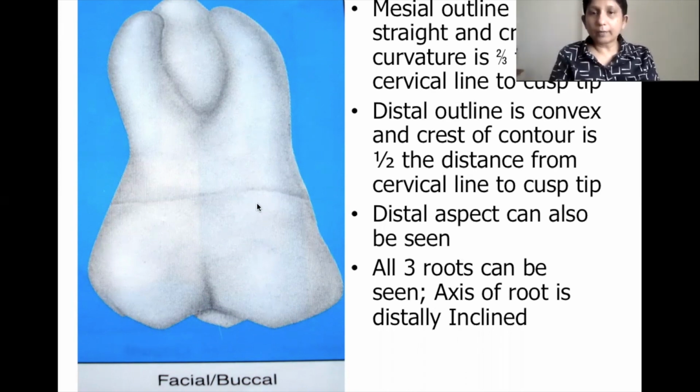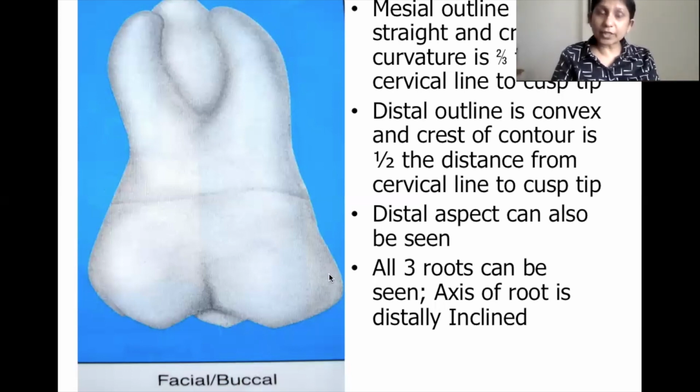So what they're trying to say is, on the mesial outline, the crest of curvature, meaning the maximum width of the tooth, is seen at 2/3 from the cervical line to the cusp tip. That is the junction of the occlusal third and the middle third, because the first third will be your cervical third, and the second third will be your middle third. After this 2/3 is your mesial crest of curvature.